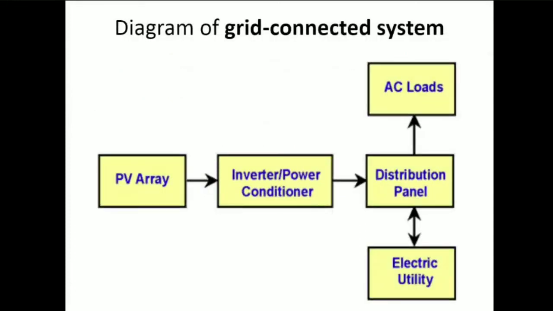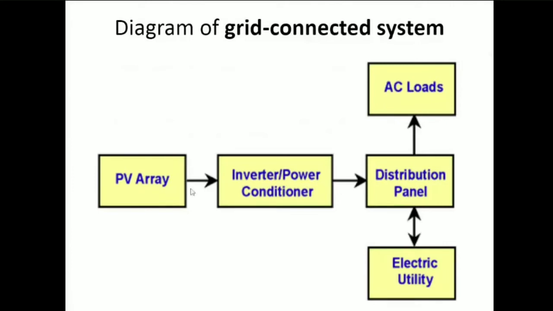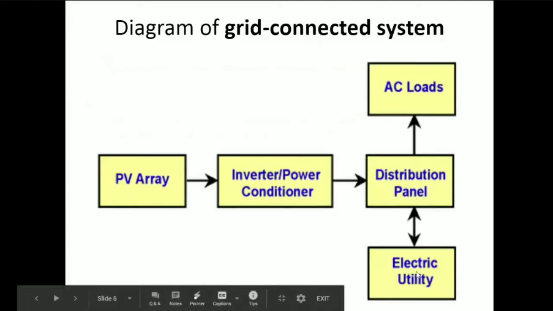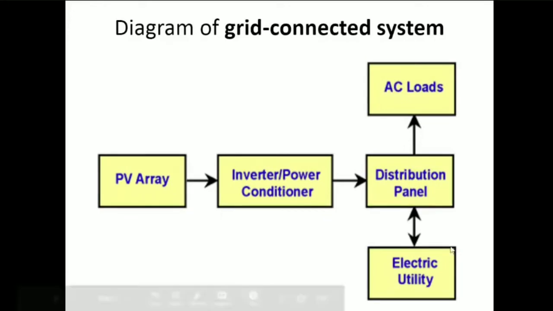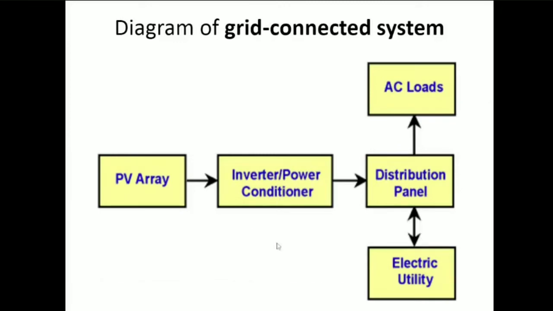So we shall see the block diagram of a grid connected system. Here we are having a PV array. Solar radiations are collected and converted to DC electrical power using this PV array. Then it is given to an inverter or a power conditioner so that the DC power is converted to AC power, and the converted AC power will be given to the distribution panel. From the distribution panel, our own AC loads can be driven as well as the power can be provided to the electric utility, and whenever there is reduction in the power production, we can buy electricity from the electric utility grid. So this is the diagram for grid connected system.